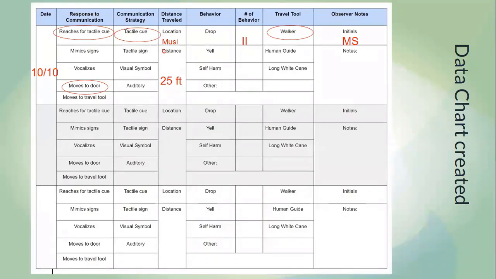Here is what our data chart looked like. It was made to be quick, accurate, and used by all staff. That included teachers, any aides, related service, general education teachers, even student teachers. The staff members would circle the responses, strategies, and tools. Locations were written along with the distances.